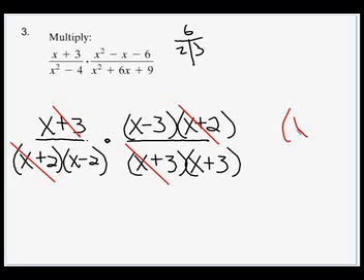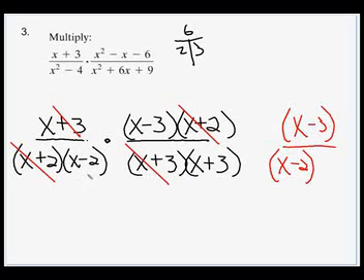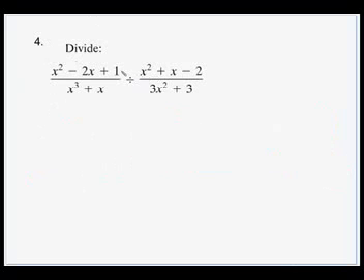So our numerator has been reduced to an x minus 3. Our denominator is now the x minus 2 from here, and this x plus 3. There we go. Number 4, divide. Remember, when we divide, we multiply by the reciprocal.